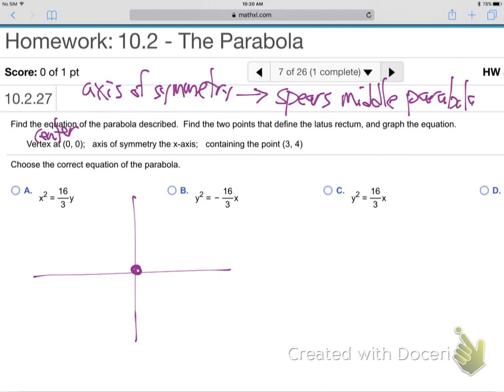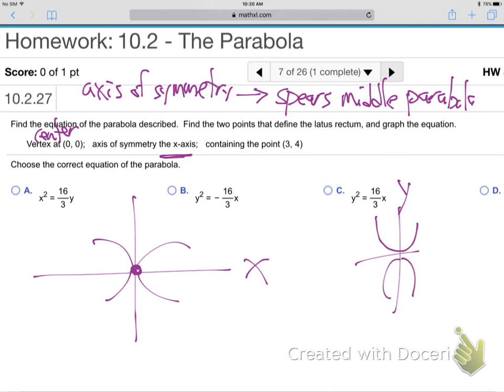So if it's saying the x-axis is the axis of symmetry, that means the parabola either goes to the right or to the left. Does that make sense? If the y-axis was the symmetry axis, remember symmetry means same, if it was the same both sides of the y-axis, that'd be an up-down kind of parabola. If the symmetry axis is the x-axis, then that's right-left.